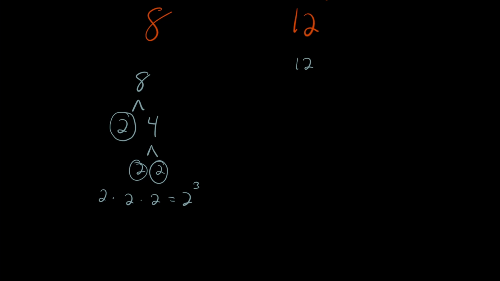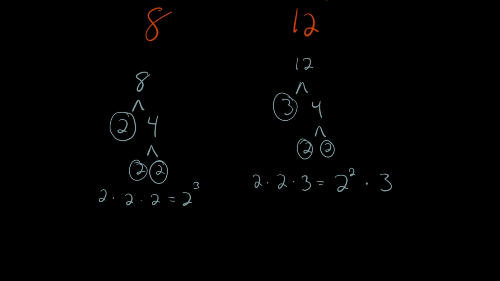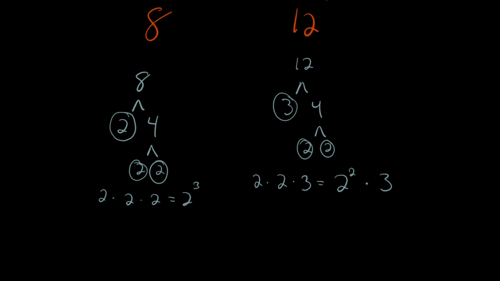12 becomes 3 times 4. 3 is prime. 4 is 2 times 2, each of which is prime. So it's 2 times 2 times 3, which is equal to 2 squared times 3. We've done prime factorizations a million times. Not that big of a deal, right? The next step is the key to getting the least common multiple, or in our case, the lowest common denominator.